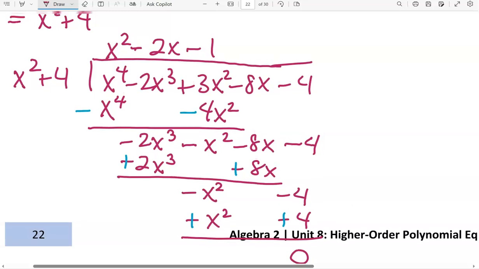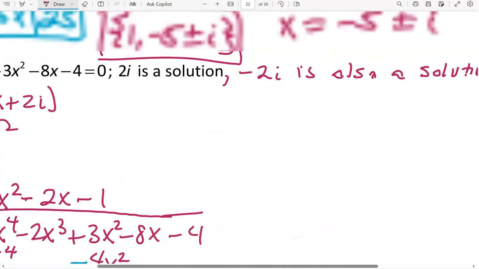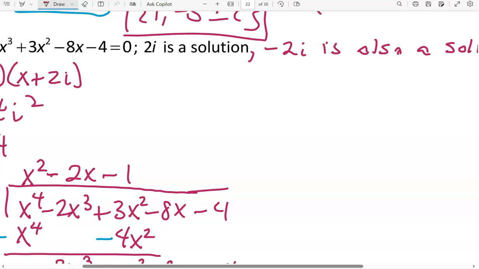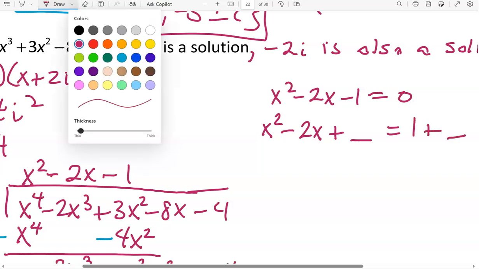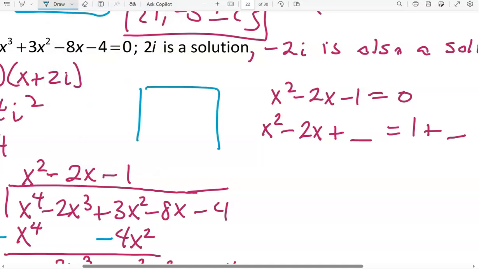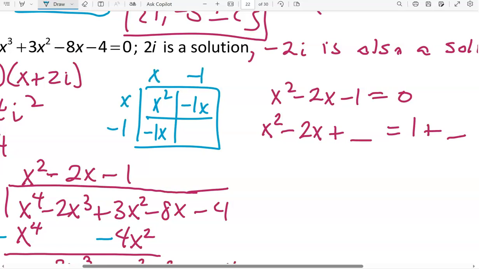So the quotient here produces the other factor that we are looking for, which is x squared minus 2x minus 1, which we can set equal to 0. And this is probably most easily solved by complete the square. So I'll add 1 to both sides, and then draw a picture for complete the square. X squared, and then divide the middle term into two equal pieces, minus 1x and minus 1x, which suggests factors of x minus 1 and x minus 1.